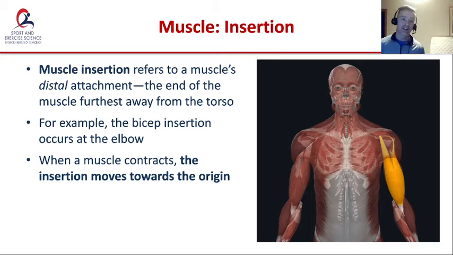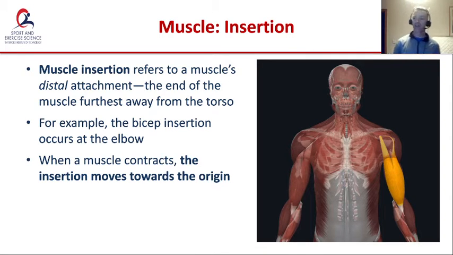At the other end of the muscle, we have the insertion. So the muscle's insertion refers to the distal attachment, the end of the muscle which is generally furthest away from the torso of the body. For example, the bicep insertion occurs at the elbow. When a muscle contracts, the insertion will generally move towards the origin.